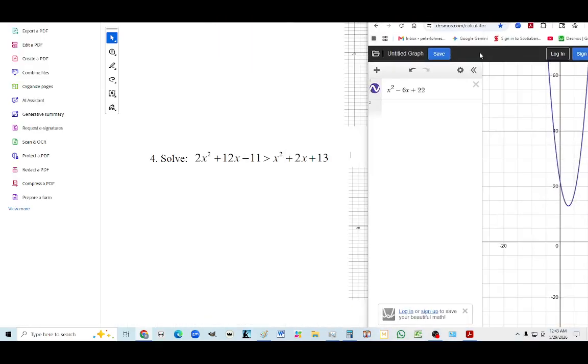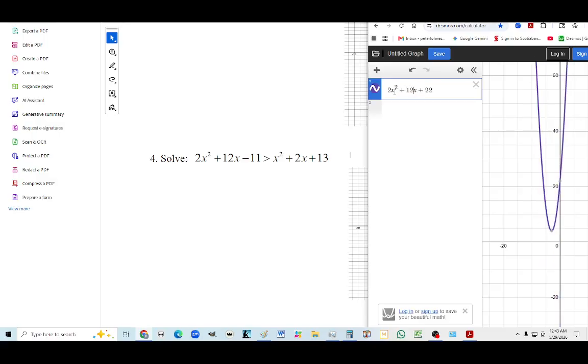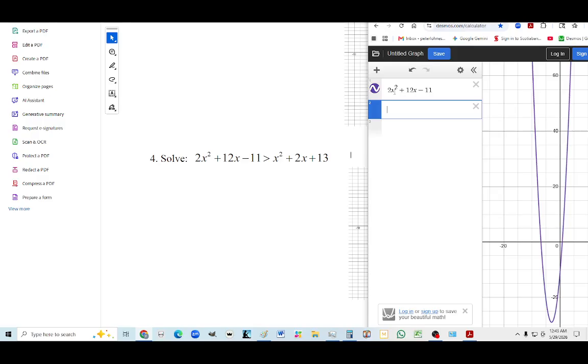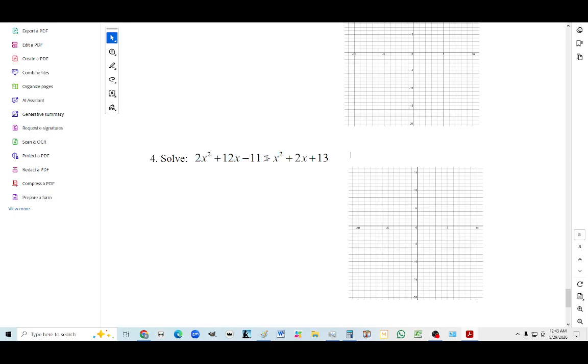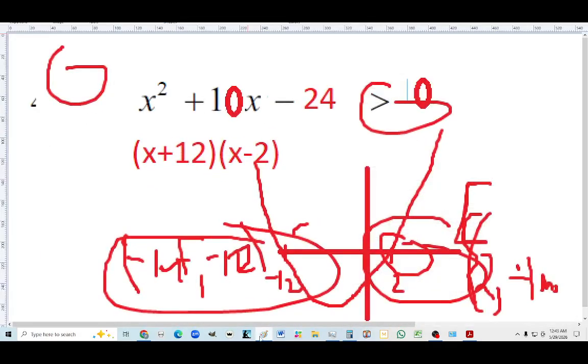I'm going to punch them in separately. We've got 2x squared plus 12x minus 11. That's the leftmost equation. On the right, we have x squared plus 2x plus 13. So the question here is, when is this graph above this graph? And I'm saying it's when x is to the left of, what did we draw? X to the left of negative 12, and when we're to the right of 2.